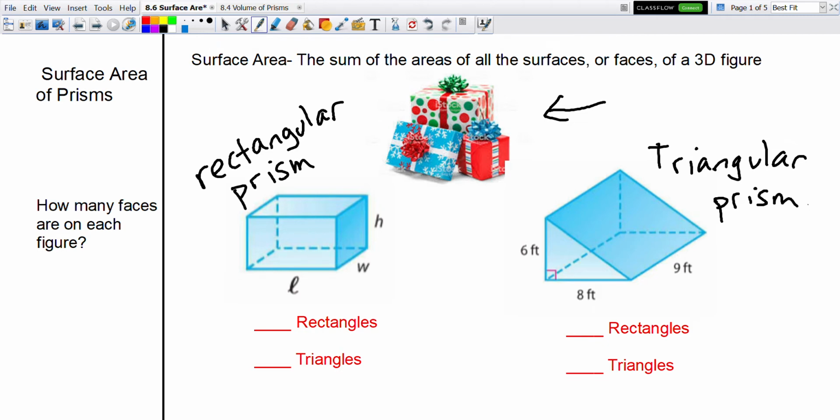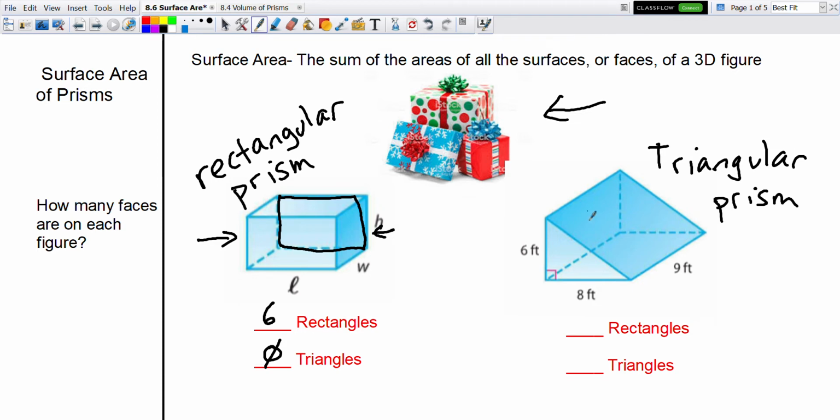What we need to look at first is to identify what different shapes are on the prism and how many of each there are. On this rectangular prism, the question is how many rectangles do we see on the outside? How many faces do we see on this box? In this case, there are 6 rectangles and 0 triangles. We have a front, a back on the back side there, a top, a bottom, a left, and a right side. There are 6 different faces on a rectangular prism.